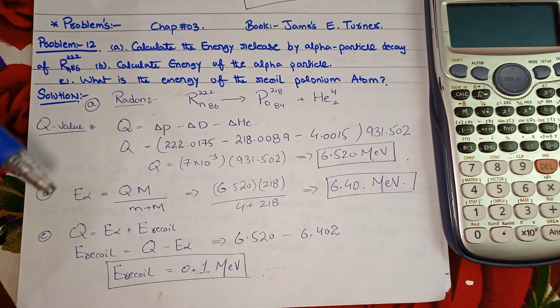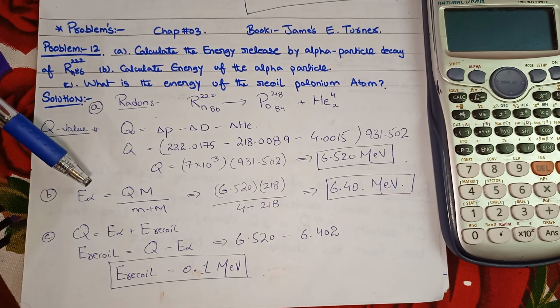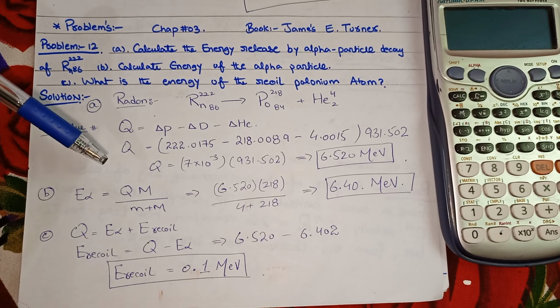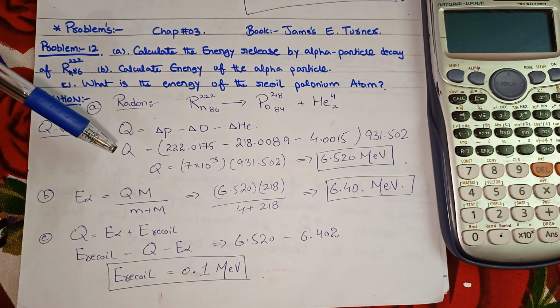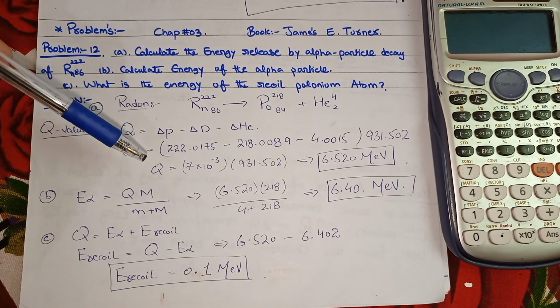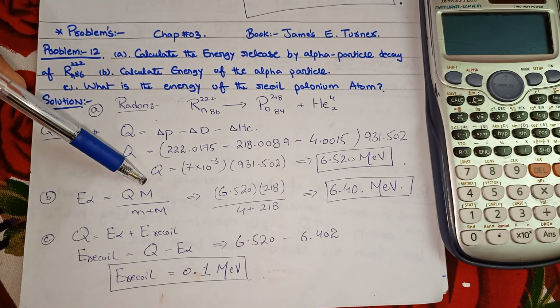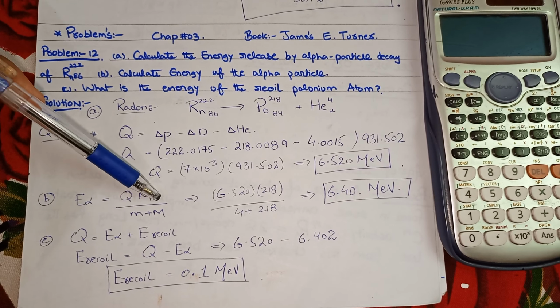Now you have to find the energy of the alpha particle. You know how you can find the energy of the alpha particle. Basically, it equals Q times M, capital M, which is the mass of the residual, divided by small m plus M.